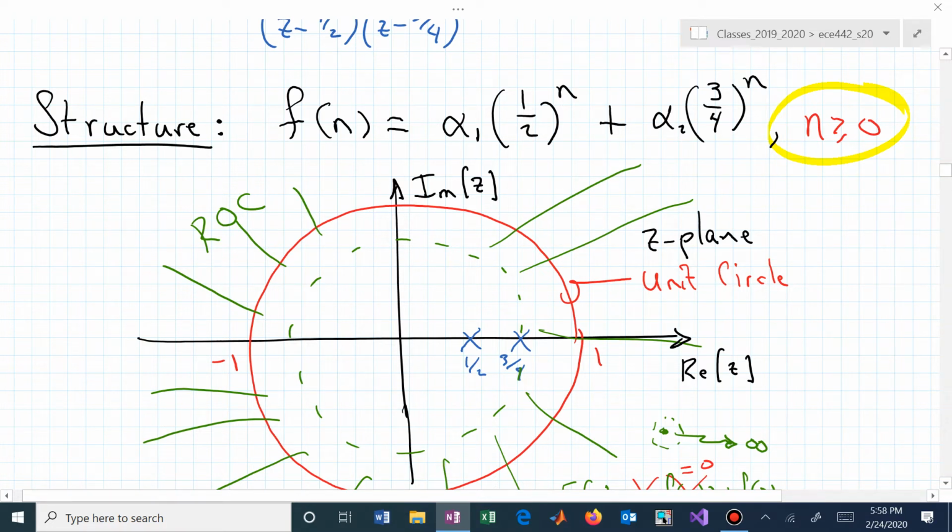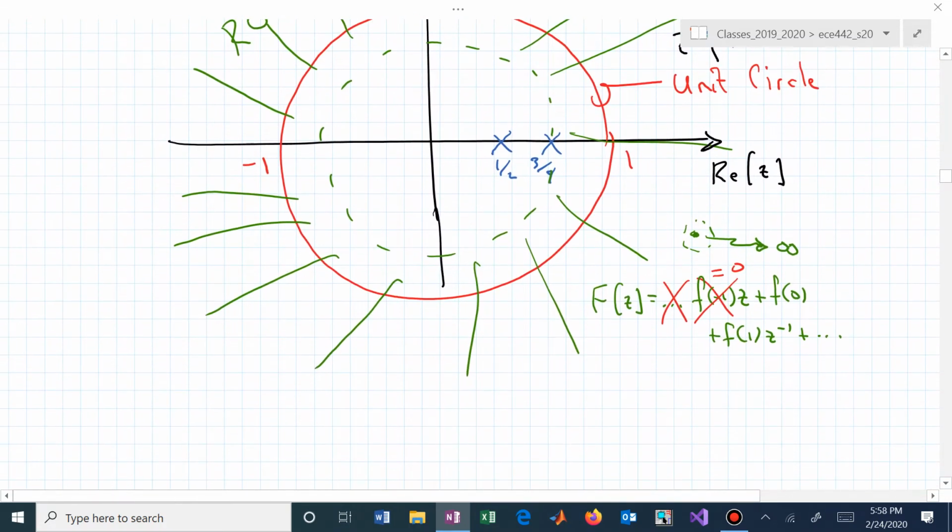You can also directly look at the expression and say, oh, if this is true for n's non-negative, I have 1/2 to the first, 1/2 squared, 1/2 cubed. I have 3/4 cubed, 3/4. That's contracting. That also allows you to say, just by direct inspection of f of n, that f of n is bounded.